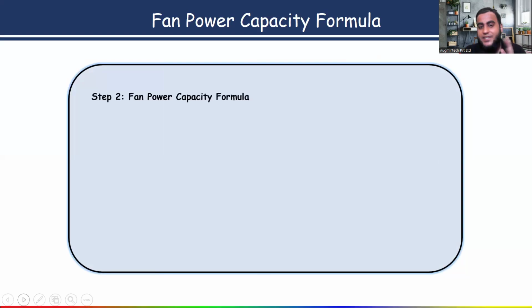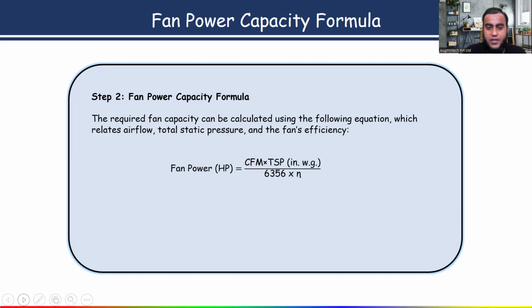Now, the second step. Here we have a formula to find out the fan power capacity. The formula is given clearly. Fan capacity in horsepower is equal to CFM, the airflow value in cubic feet per minute, the imperial unit. The metric unit of airflow is cubic meter per second. Then multiply by the total static pressure in inches of water gauge, and divide by 6356 times eta, where eta means efficiency. Everything is written here.